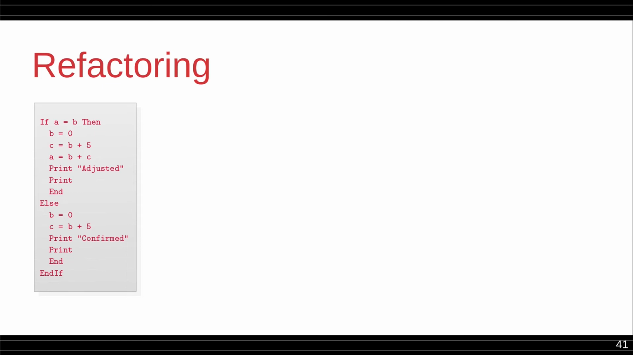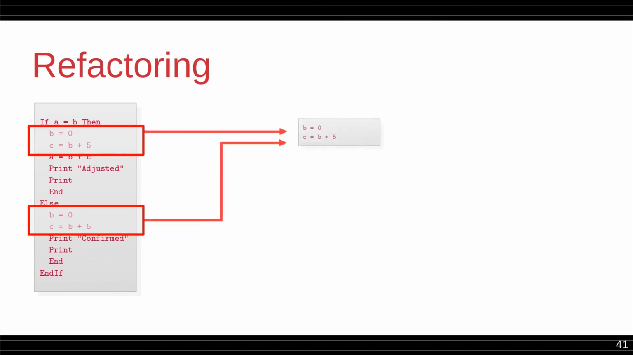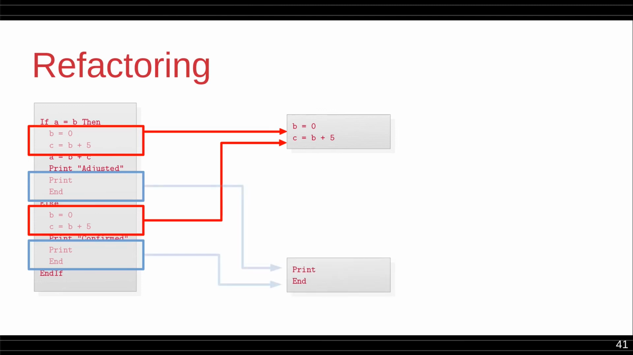First of all, we're going to take a look at all the statements that are identical at the beginning of the if clause and the beginning of the else clause. Now, let's take these out and place them at the very beginning of our improved program. We repeat this for all the statements that are identical at the end of the if clause and the end of the else clause, and place those at the very end of our improved program.